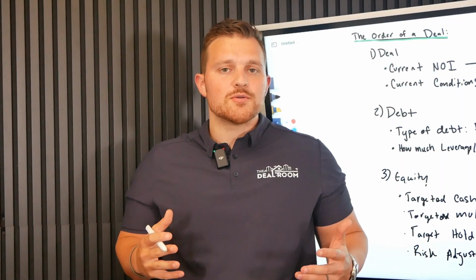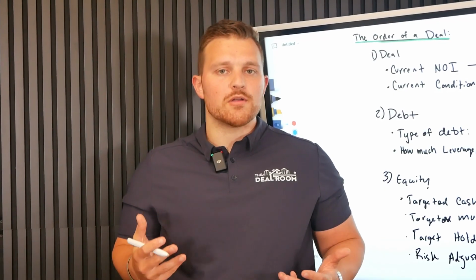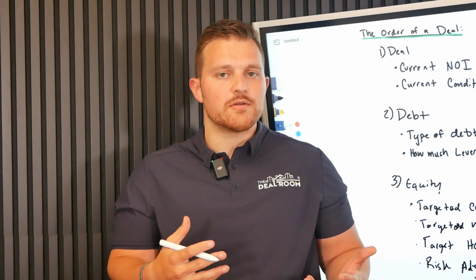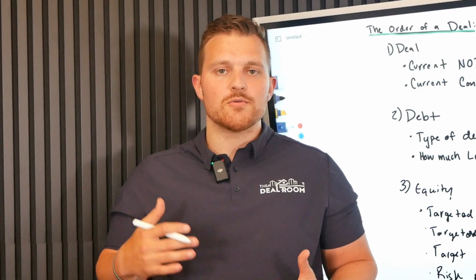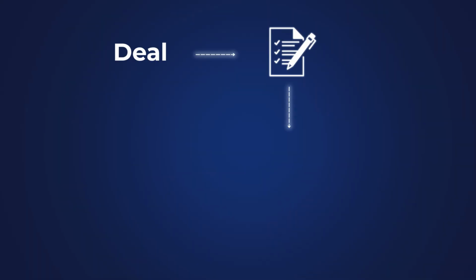All right, so jumping right into it, the first thing I want to start with is the order of a deal. And the reason I want to go through this is because it's kind of like my checklist. Whenever a multifamily deal either hits my inbox or a broker calls me on it, the very first thing that I go through is the deal. And then the information that I get from the deal allows me to kind of move on to the next piece of the checklist, which is the type of debt.